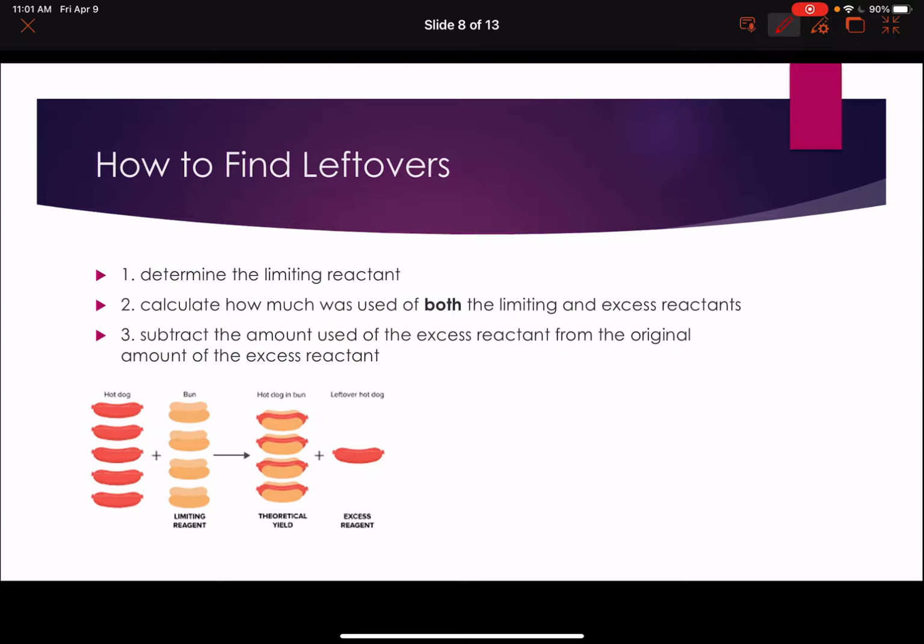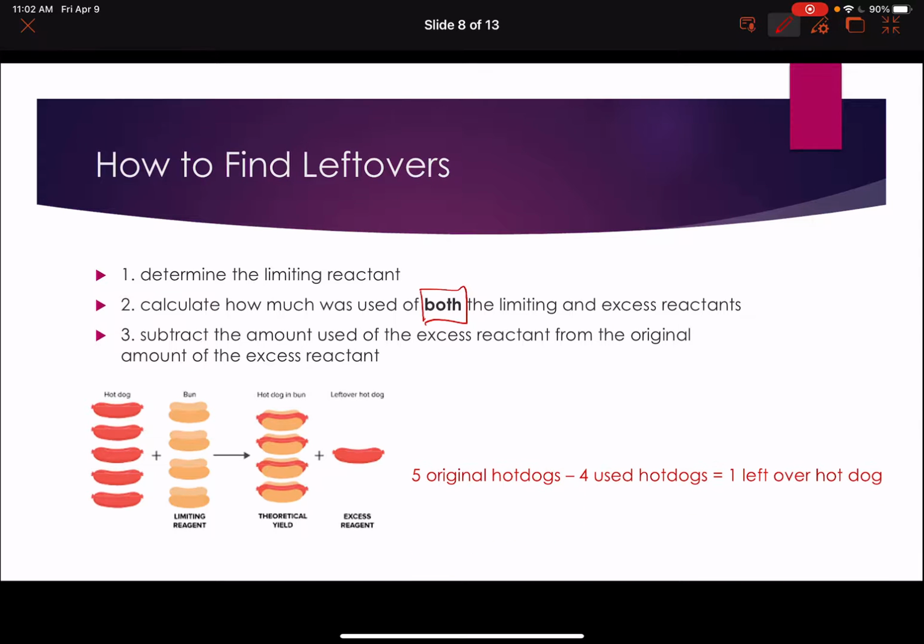Perfect. All right, so now we have leftovers. Leftovers deals with both reactants, obviously, but it involves the excess reactant. So first, determine the limiting reactant, and then calculate how much was used of both the limiting and the excess. We use the limiting reactant amount to calculate how much of the other reactant was used. And then we subtract the amount used of the excess reactant from the original amount of the excess reactant.